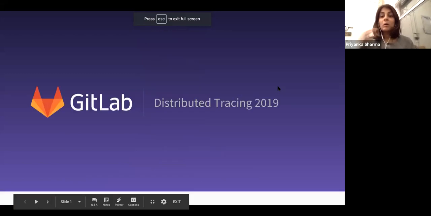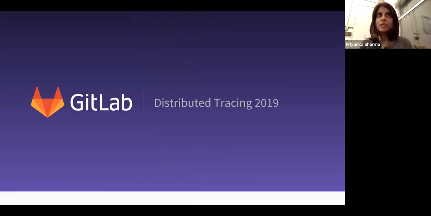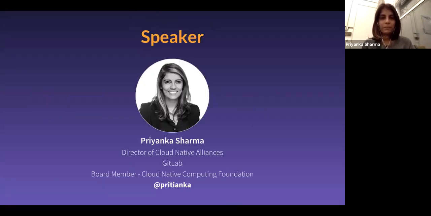All right, so as I said, this is a talk about distributed tracing and an update on the ecosystem around it in 2019. I am Priyanka Sharma. I'm Director of Cloud Native Alliances at GitLab. GitLab is a single application for the entire DevSecOps lifecycle.